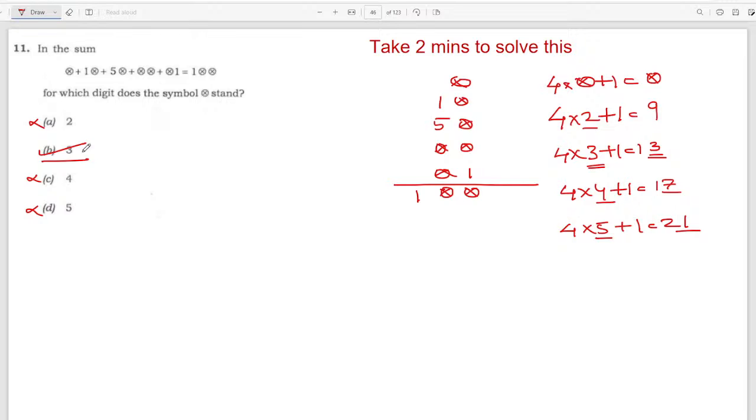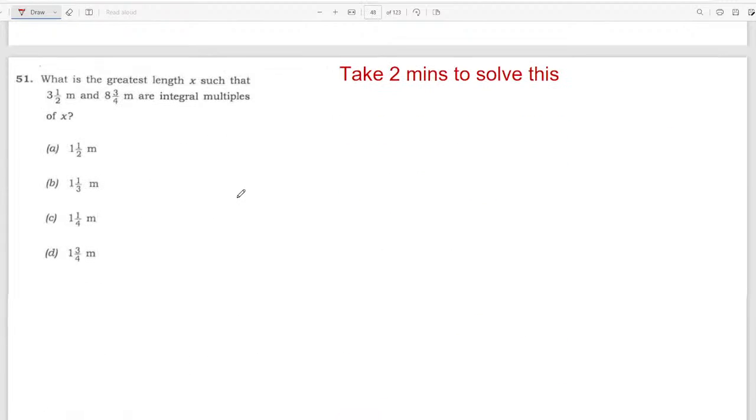Okay, then we'll move to the next question. So take 2 minutes to solve this question. What is the greatest length x such that 3 1/2 and 8 3/4 meters are integral multiples of x? So they're asking what is the greatest x which can divide these two fractions and produce an integer, or the integer multiple of x gives you this 3 1/2 and 8 3/4.